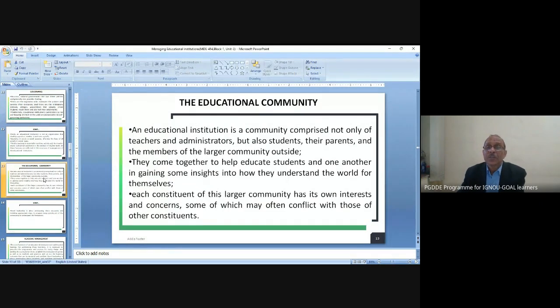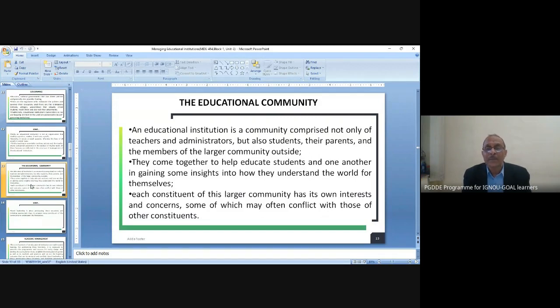The educational community: an education institution is a community comprised of teachers and administrators. That's what I said, education involves too many players, too many stakeholders. Within the school and outside also, the community has a say in our institution. If the community says, sir, your institution is not running properly, they have a right to say because you are part of the community. So that's where running an institution has several dimensions and complexity. They come together to help educate students and one another.